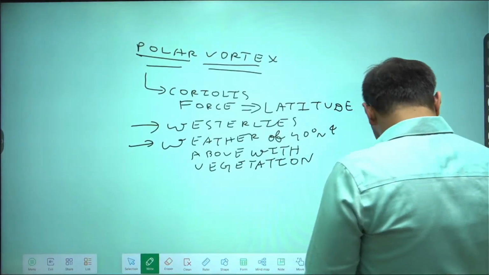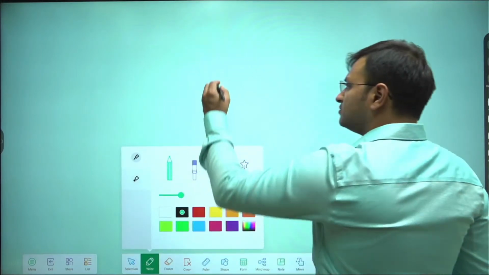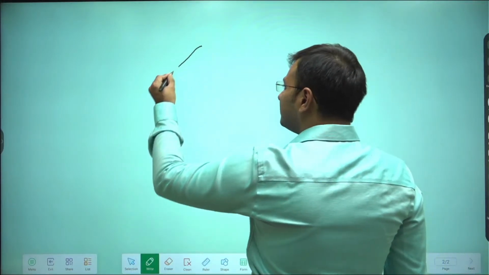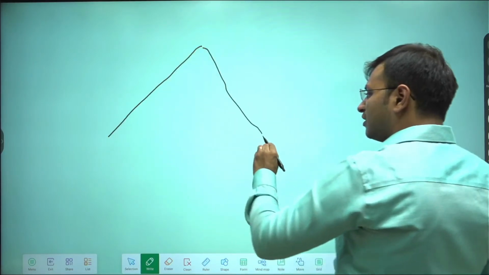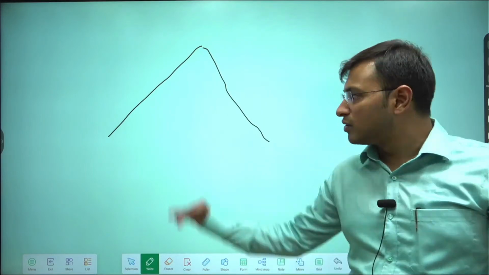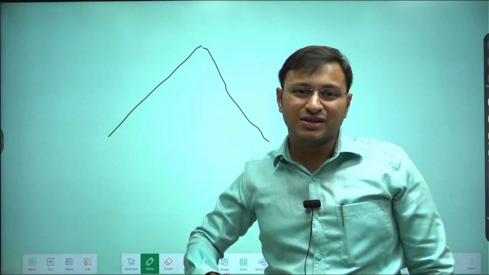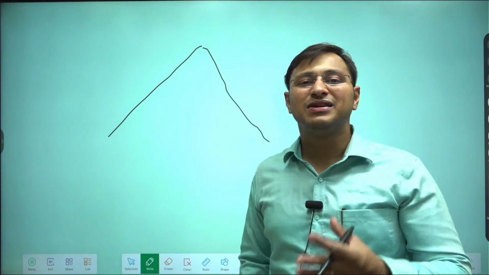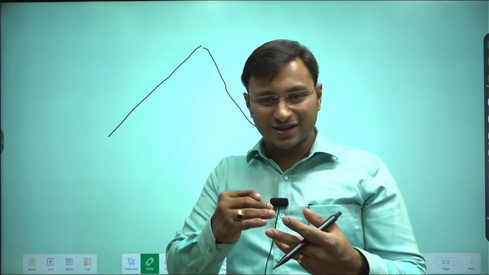For that, again, I will be using some diagrams, so focus on the board very properly. If I'm considering any elevation, any mountain, a mountain is basically an elevation which is more than 1,000 meters of height. Anything less than 1,000 meters is called a hill. Anything less than 650 meters is called a hillock. So mountains, hills, hillocks.